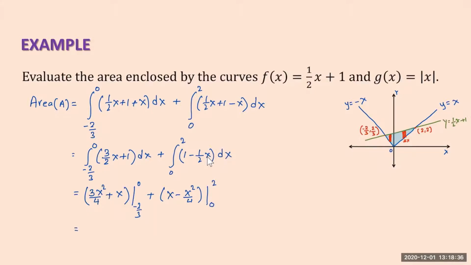Now using the fundamental theorem, first we have to plug in 0 here. You can clearly see if I plug in 0, that will be 0 squared times 3 over 4 plus 0. This will be 0. And then minus, I need to plug in negative 2 over 3. Here is 3 over 4 multiplied by x squared. So 2 over 3 squared will be 4 over 9. And if I plug in negative 2 over 3 for this x, it will be negative 2 over 3.